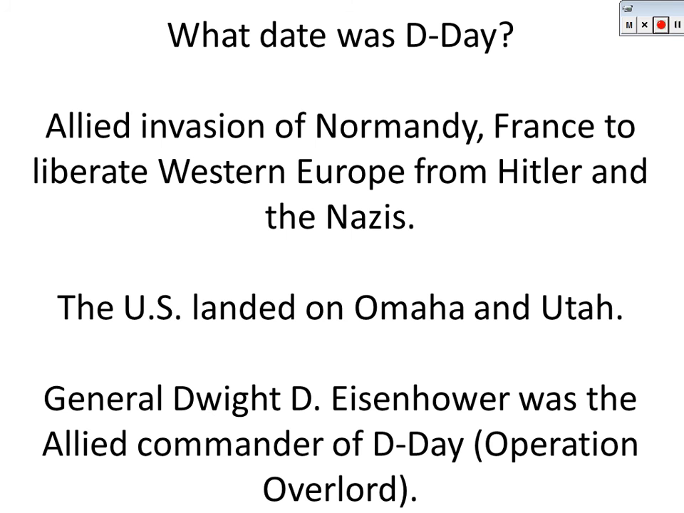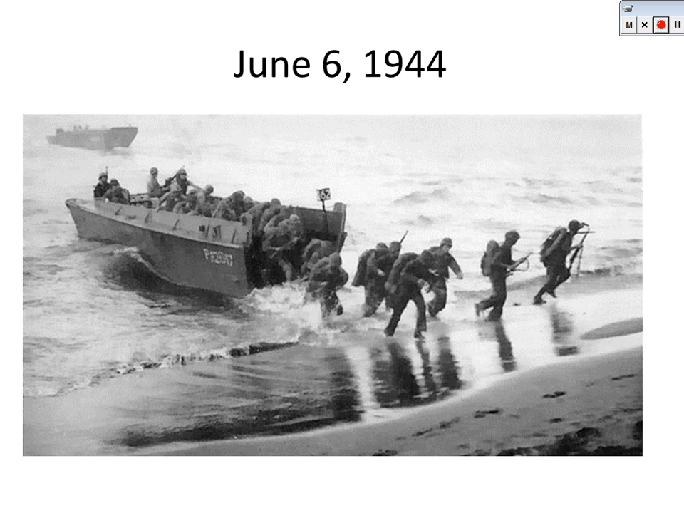What date was D-Day, Allied invasion of Normandy, France, to liberate Western Europe from Hitler and the Nazis? The U.S. landed on Omaha and Utah. General Dwight D. Eisenhower was the Allied commander of D-Day, Operation Overlord. Good job. June 6th, what year? 1944. All right, here we have U.S. soldiers landing on the beaches at D-Day.